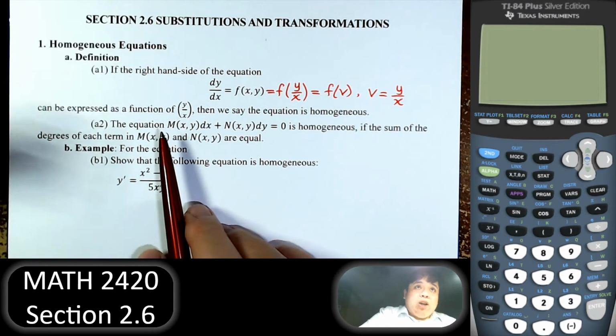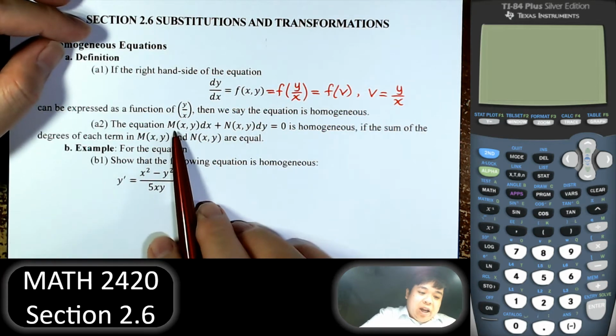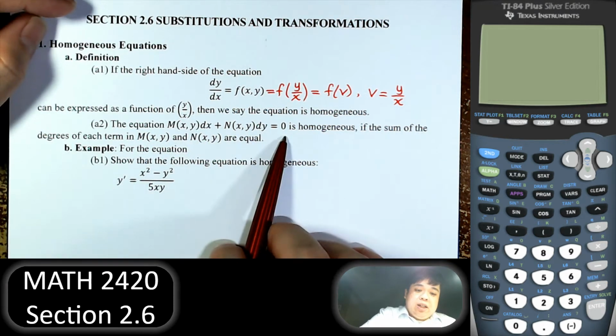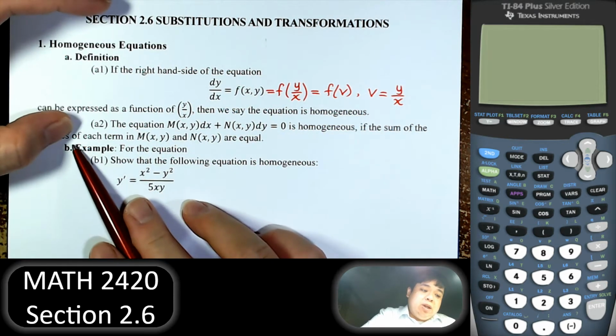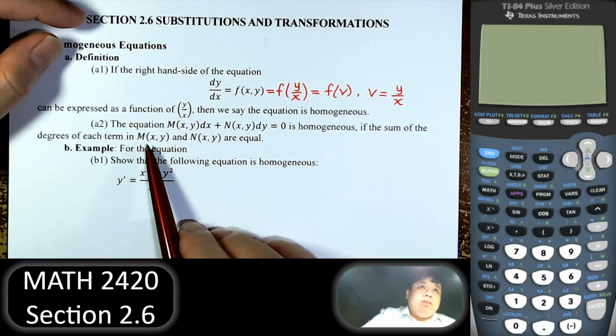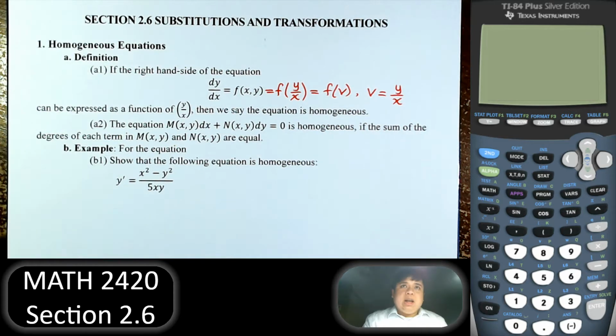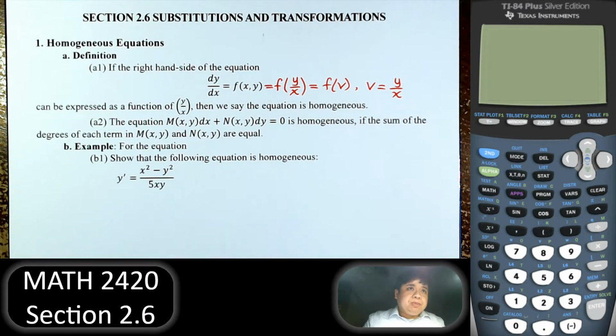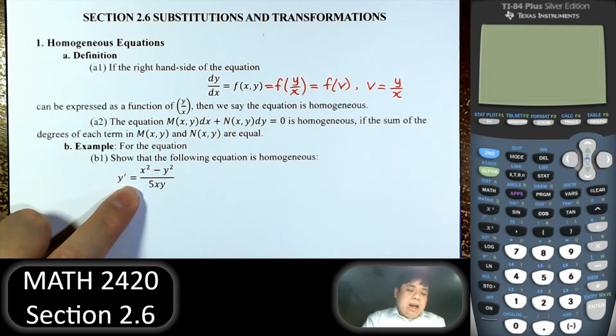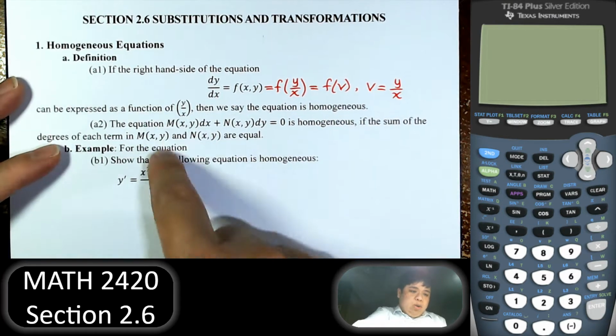Now, if we write the equation in terms of dx and dy, M dx and N dy, it is homogeneous if the sum of the degrees of each term in M and N are equal. So let's look at an example and see how it works. We have this equation, and we'll show that this is a homogeneous equation. So we're going to use both of them.